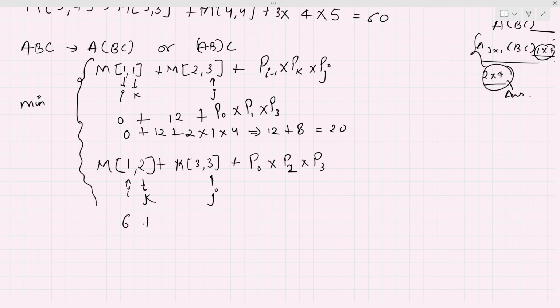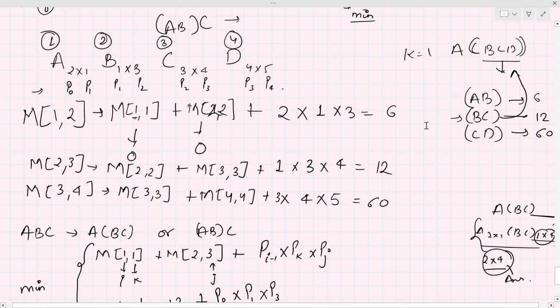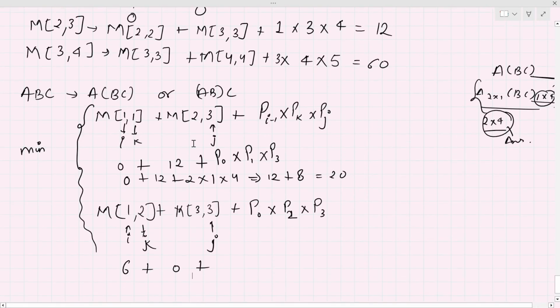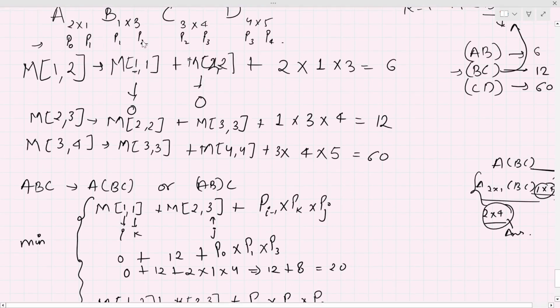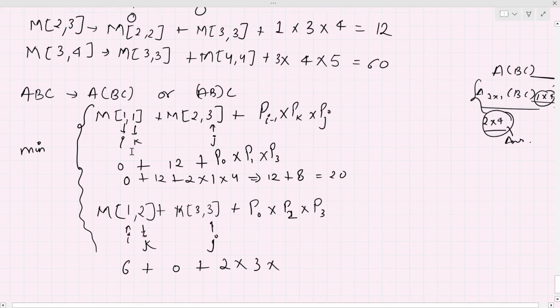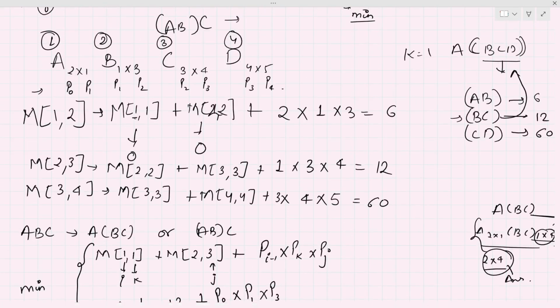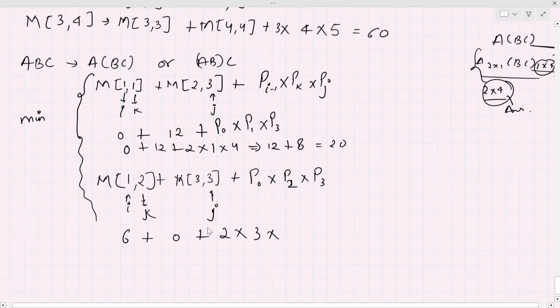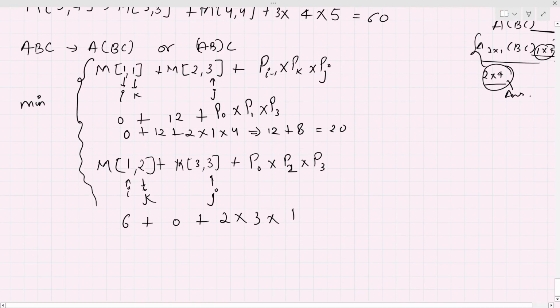So what's the value? 6 plus single matrix 0. Now P0, what's the value of P0? P0 value is 2, cross. What's the value of P2? Value of P2 is 3, cross. What's the value of P3? The value of P3 is 4. Now if you solve this, 4 times 3 is 12, 12 times 2 is 24, and 24 plus 6 is 30.